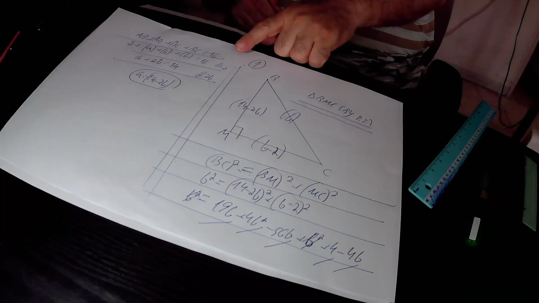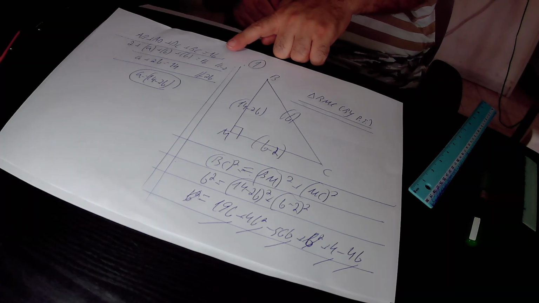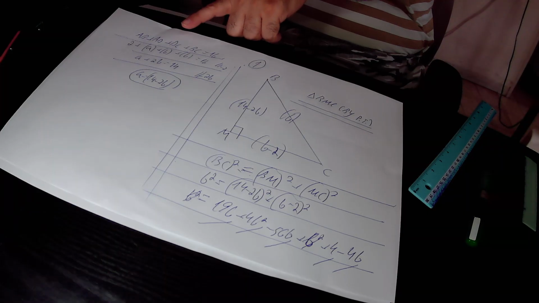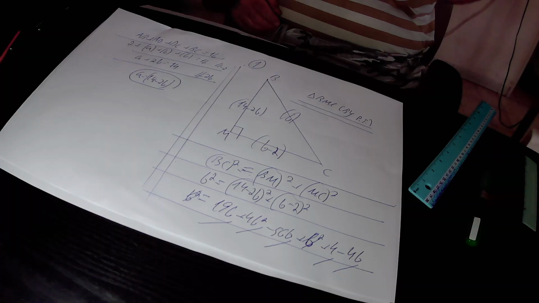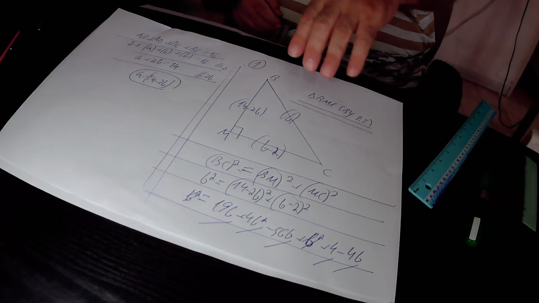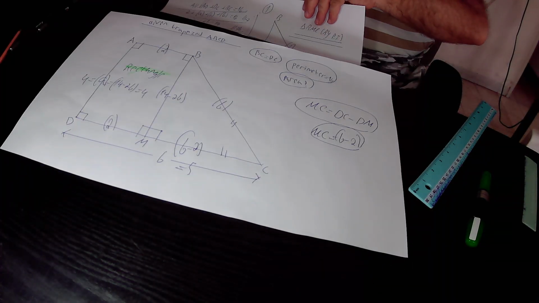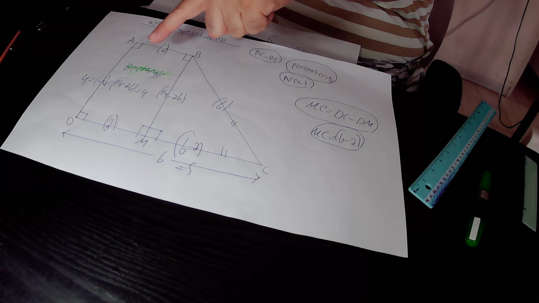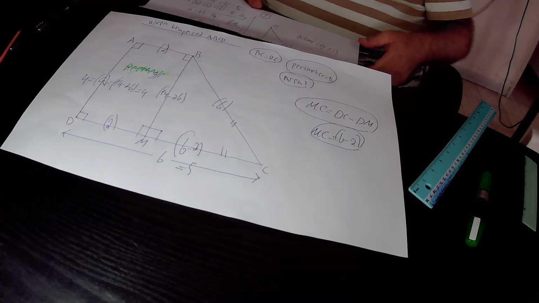We subtract 2 from this equation, and we find that 16 minus 2 is 14, and A plus 2B is 14. Here we subtract 2B from this equation, and we find that A equals 14 minus 2B. So AD, which is A, is equal to 14 minus 2B.